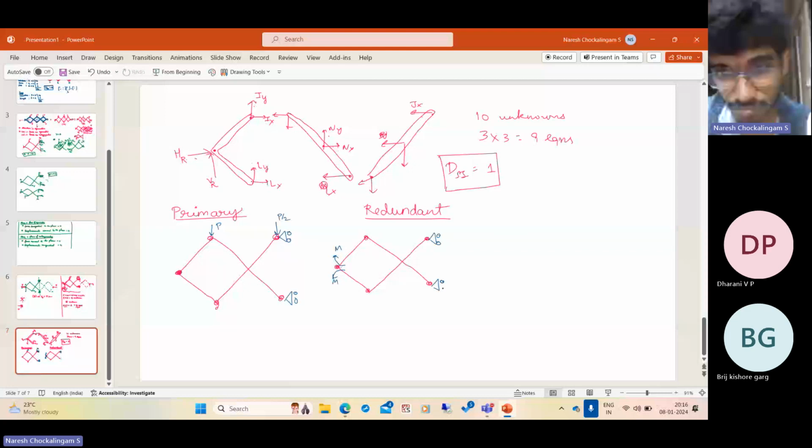And now solving the primary structure is very simple. A widely accepted solution for this is to use the principle of virtual work. You can use free body diagrams as well because this is statically determinate. We have removed one redundant, so this is statically determinate. So you can always draw the free body diagram of all these bodies and get the pin forces, the reactions. But when a large number of members are connected and the kinematic degrees of freedom are less, the principle of virtual work becomes handy. So let us see how to do it.